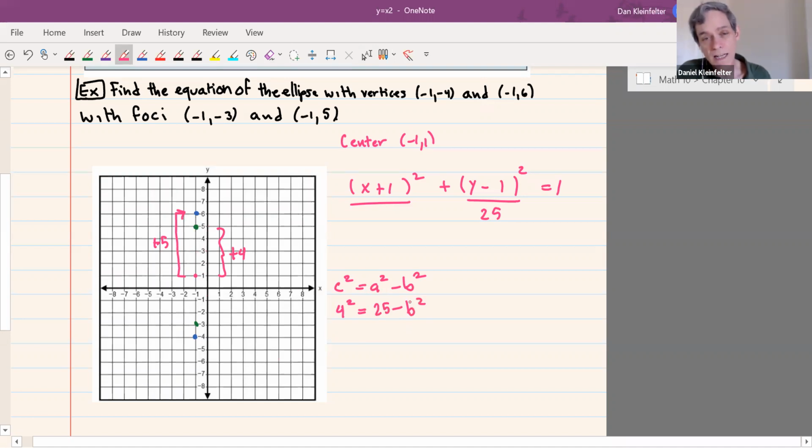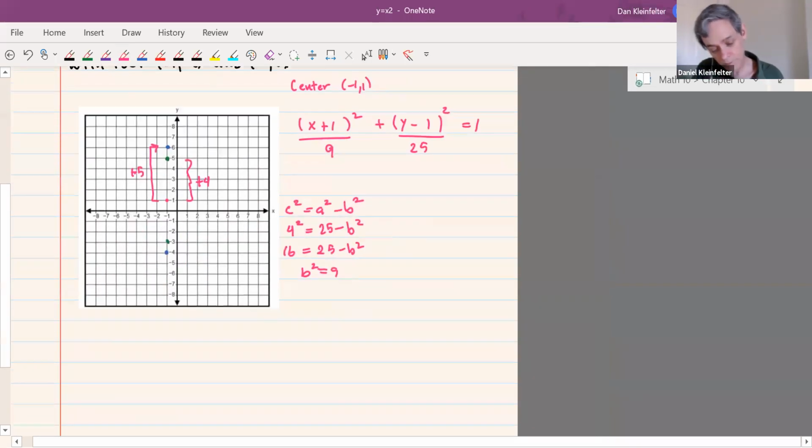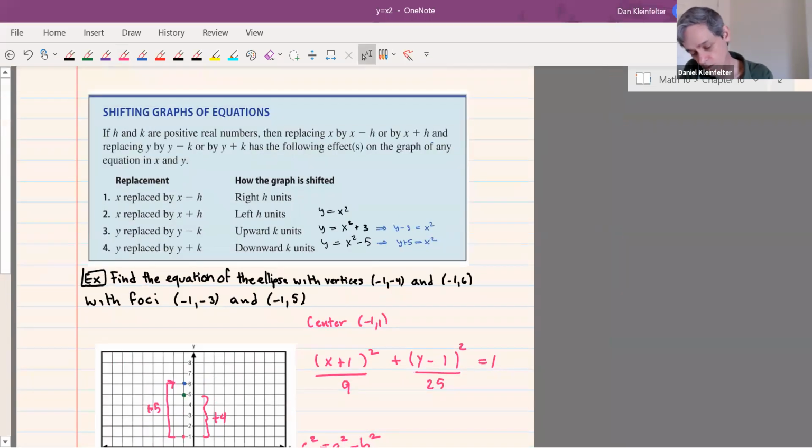Okay, and so we'll use that to help us find our b squared. So 16 is equal to 25 minus b squared. And so b squared has to equal 9. Okay, so that will be our other denominator is 9. Okay, so that's our equation for our shifted ellipse. Okay, so we should have one more example.